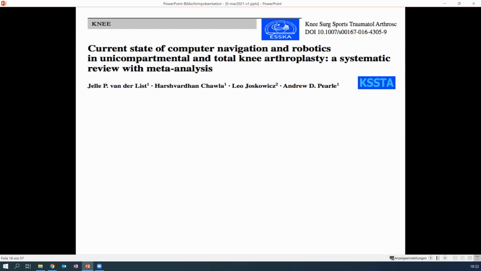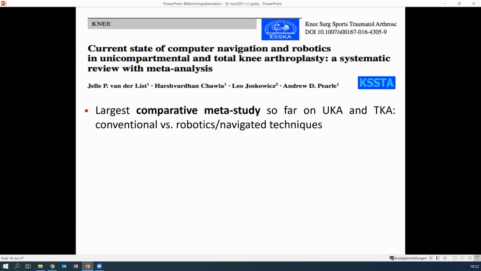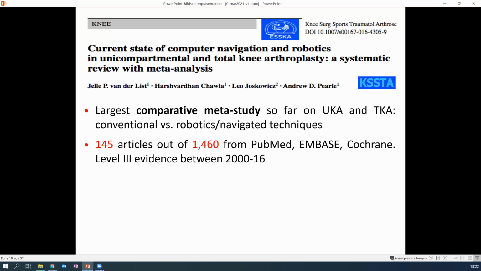So this is a meta study we did several years ago with Dr. Andrew Pearl from the Hospital for Special Surgery in New York. And it was at the time the largest comparative meta study. Very recently, others have been published, which is excellent because it shows that there is a great interest in this issue of how you evaluate the clinical benefit of this surgery.